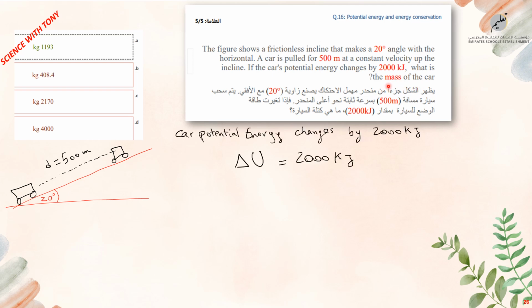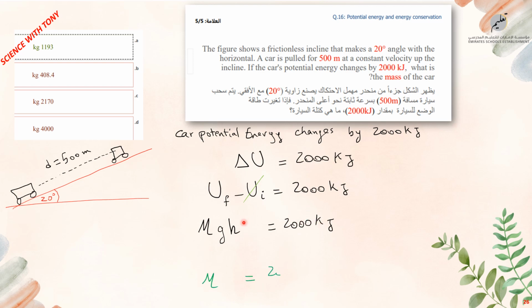So let's focus on that sentence. If the car's potential energy changes, potential energy means U and the change means delta. So delta U is equal to 2000 kilojoule. Delta U means U final minus U initial, equal to 2000 kilojoule. U initial, as you know, is equal to 0 because the height of the car at the beginning was 0. So U final, which is mgh, is equal to 2000 kilojoule.